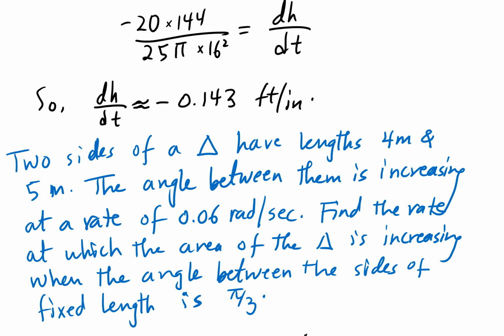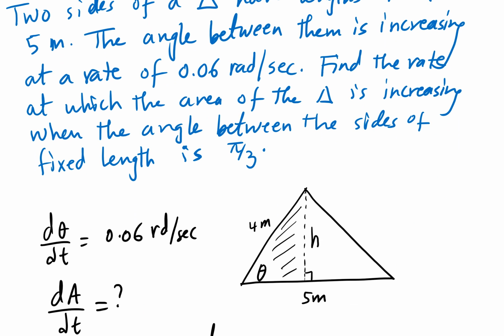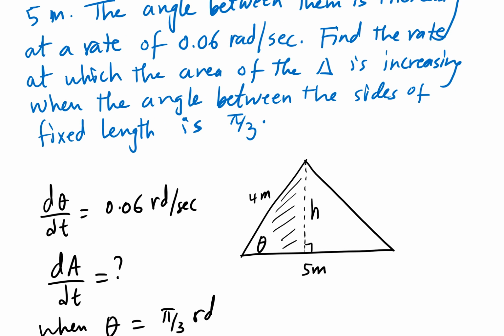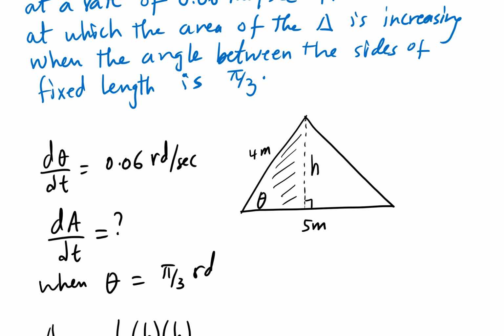So what do we do here? After you sketch the figure, with the 4 and 5, they give us the angle, which I call theta, between the two given sides. d theta/dt is given. It says it's the rate, in radians for angle and seconds for time. Find the area rate, which is dA/dt, when theta is pi over 3.